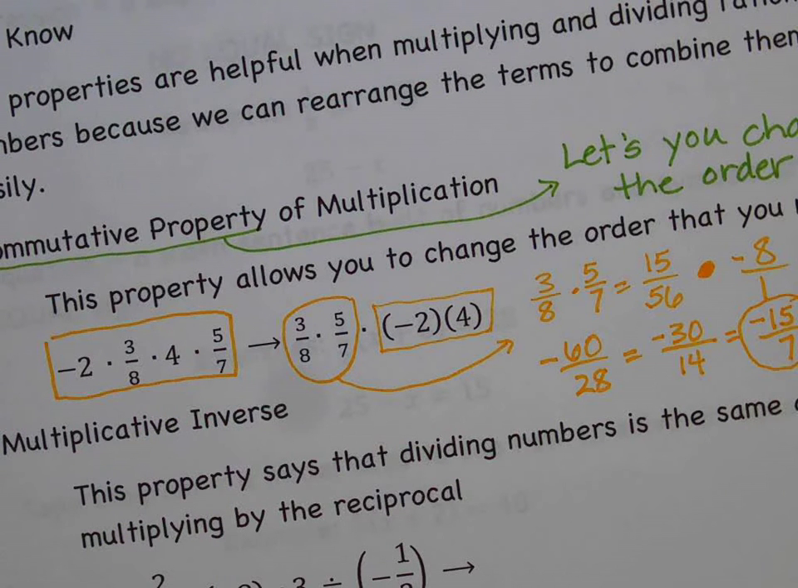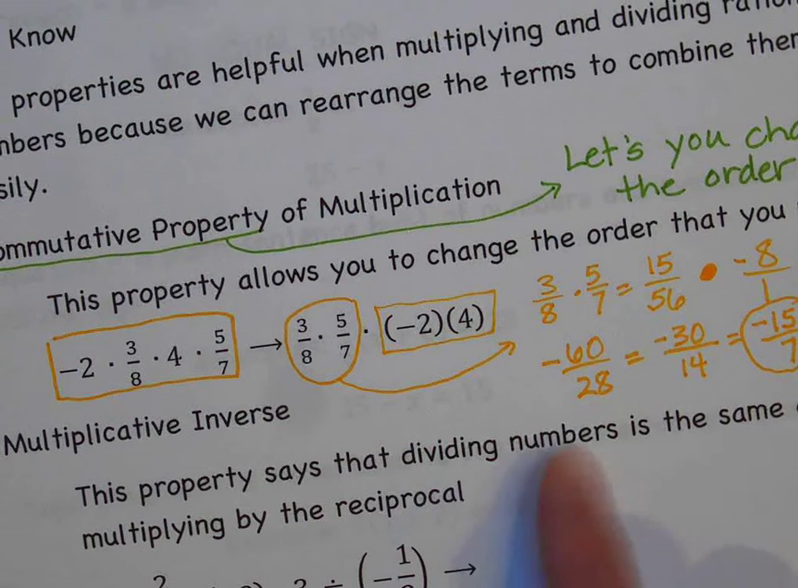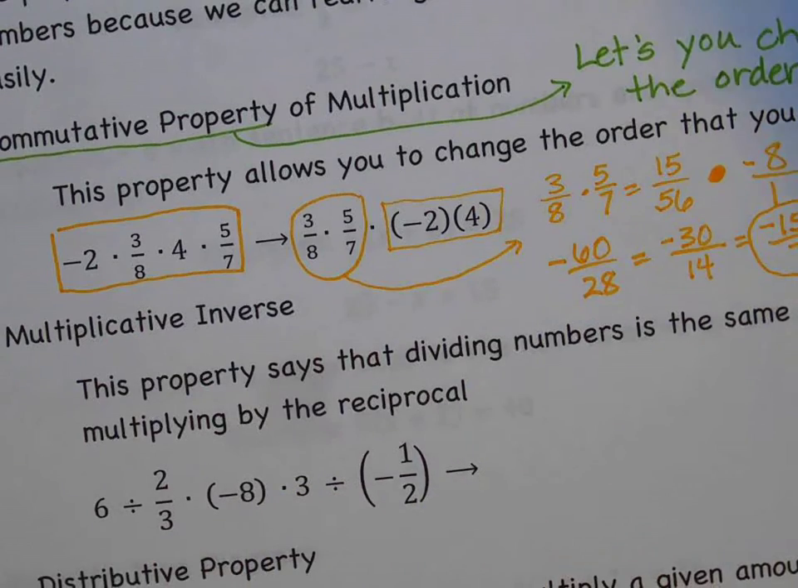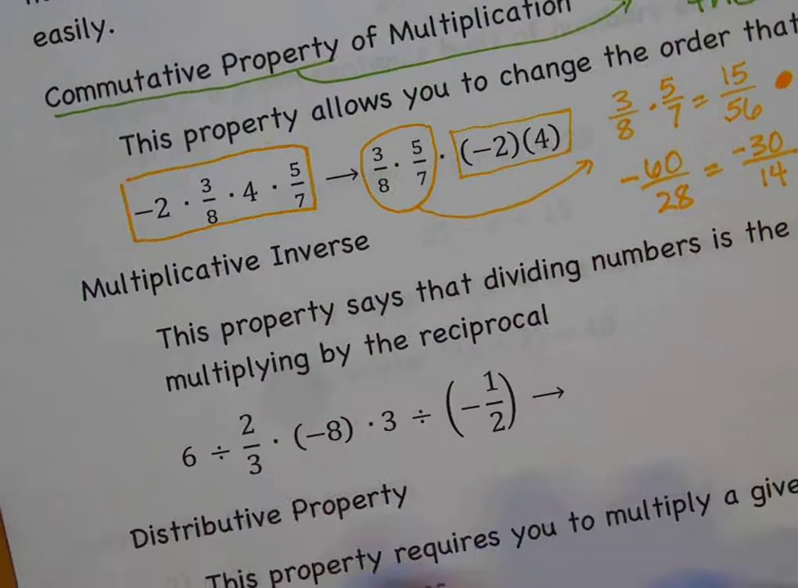All right, multiplicative inverse. Now we're talking about the next property. Multiplicative inverse means that you're multiplying by the opposite. So this property says that dividing numbers is the same as multiplying by the reciprocal, which is exactly true. So if we remember that, then we can change this problem right here to be a little bit easier.